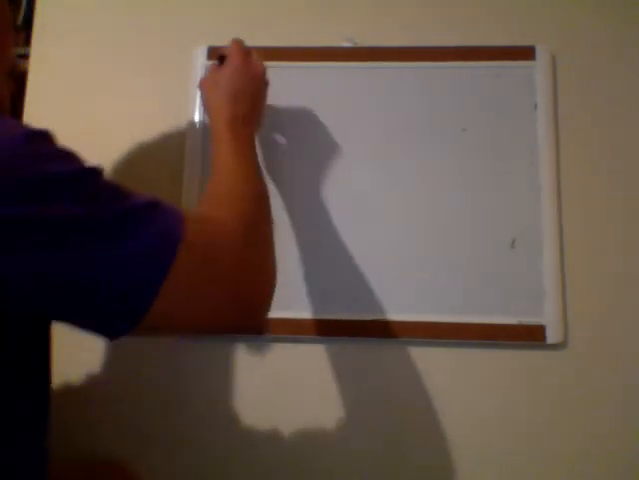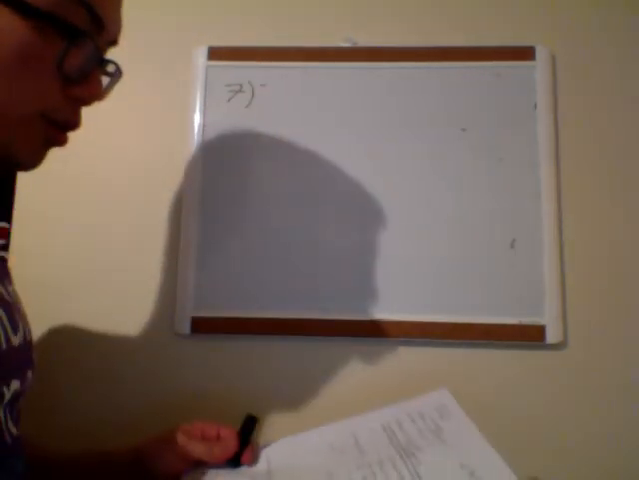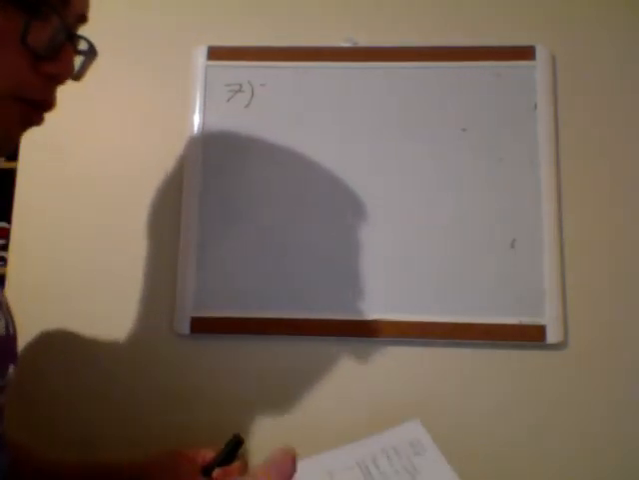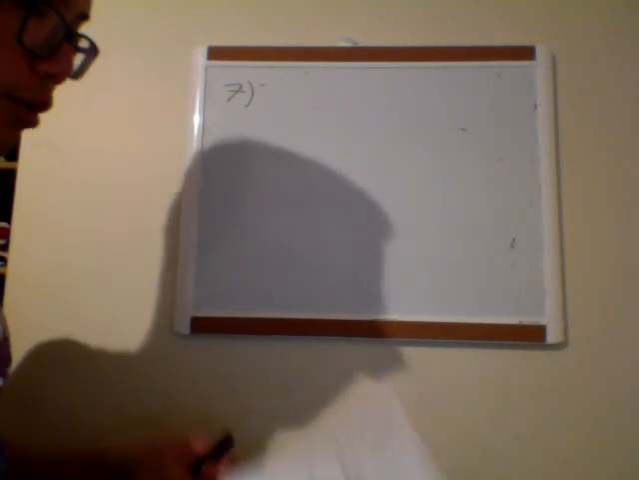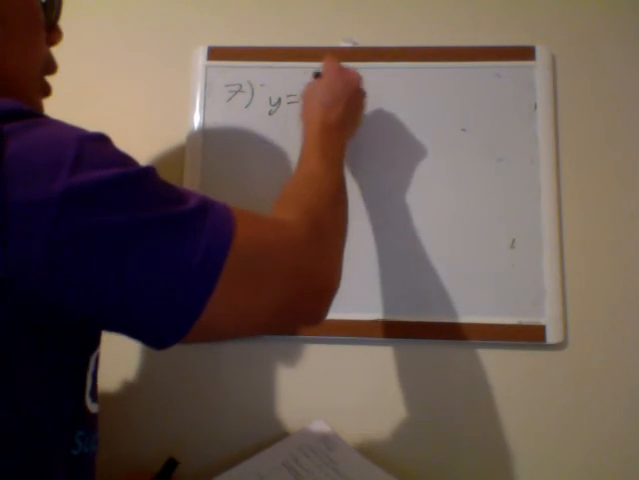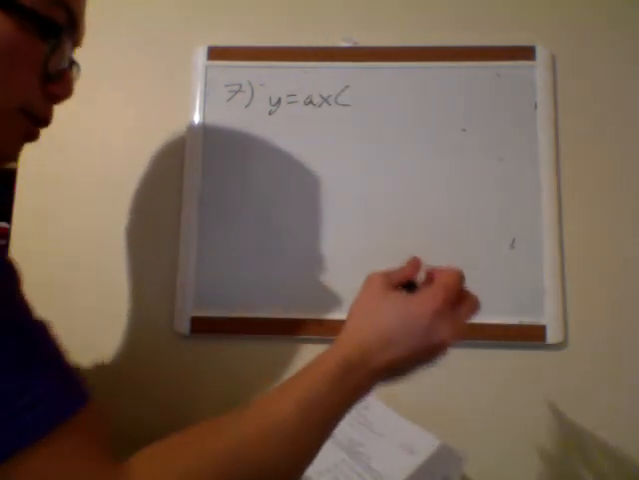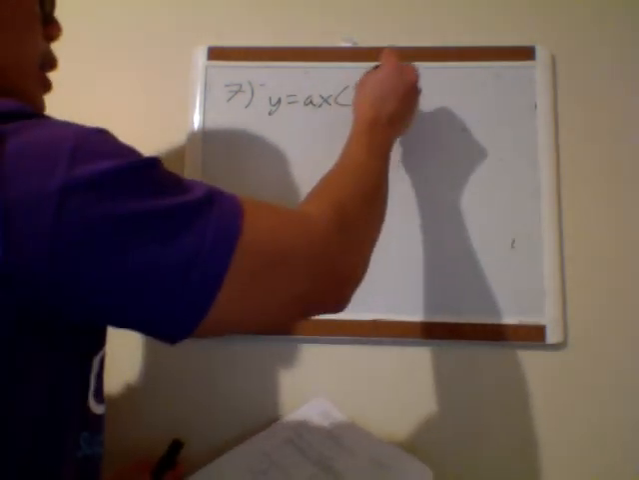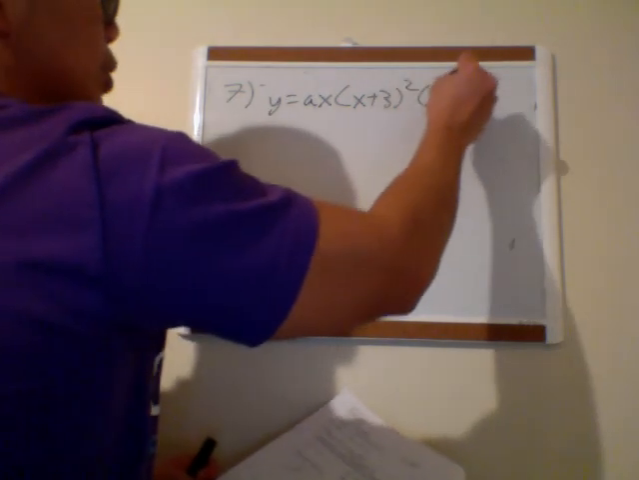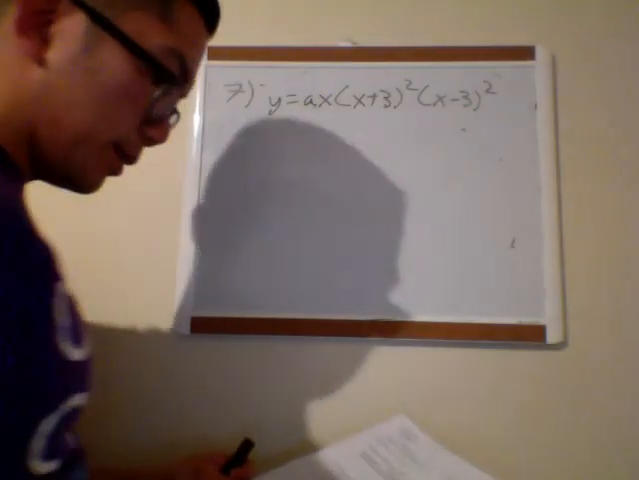Is the same thing as number 6. I have how many zeros here? I have 1, 2, 3 zeros. I have 2 that touch, 1 that crosses. It crosses at 0, so that's a multiplicity of 1. And then it's going to cross both at 3 and -3. So it should look like this.